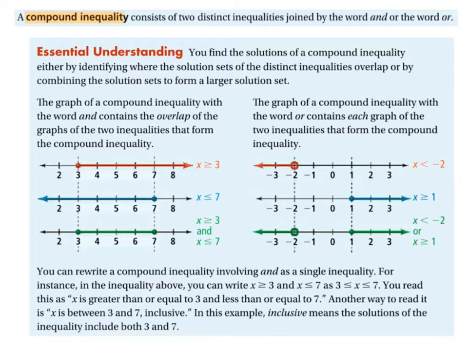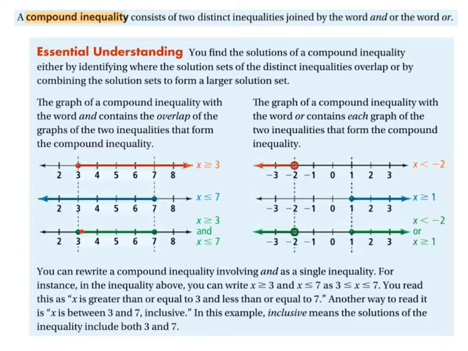What we're doing here is we're taking two inequalities and combining them. In the first case, on the left, you can see that x is greater than or equal to 3. We start at 3, fill it in because it says or equals, and we go greater. And this one says x is less than or equal to 7. That's filled in at 7, and that's this way. And there's overlap here in the two graphs.